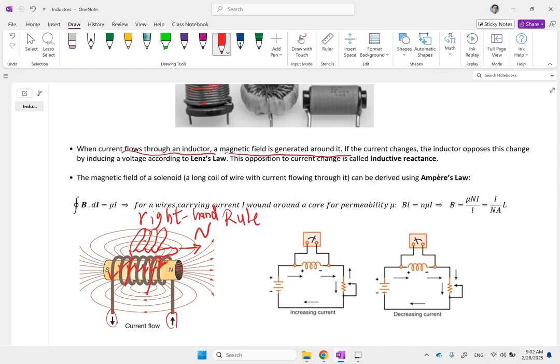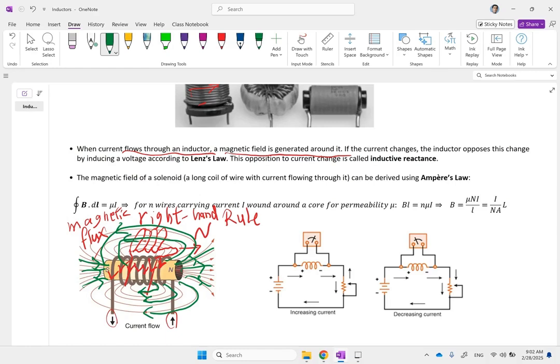Now, if you look at it, these lines are called magnetic flux. The magnetic flux, if you look at it, inside the core is from south to north, and outside is from north to south. Okay, so if you look at the direction of these arrows, you see outside these curves go from north to south, but inside, it is from south to north. So these are the directions of magnetic flux, which we call phi.